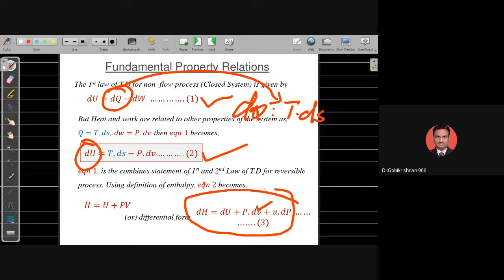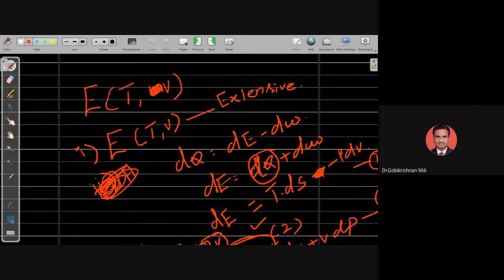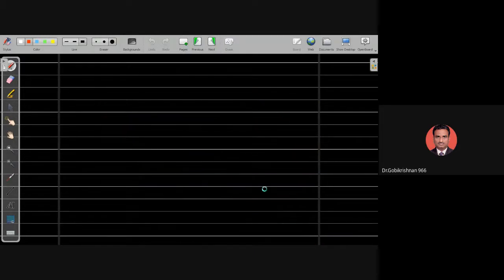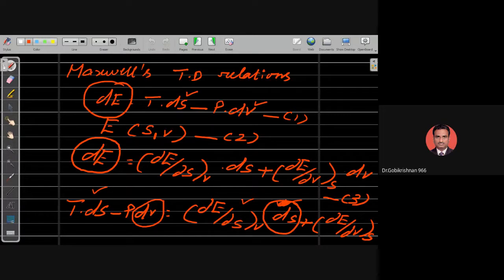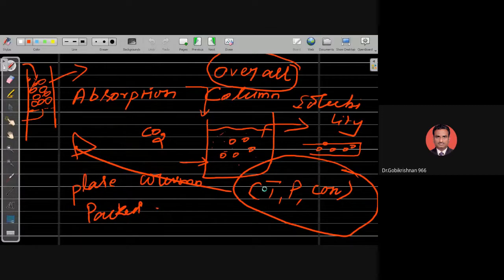Okay, the next, the Gibbs free energy and the Helmholtz free energy I am going to express. What is the Gibbs free energy and the Helmholtz free energy? Okay, wait, all of you wait.